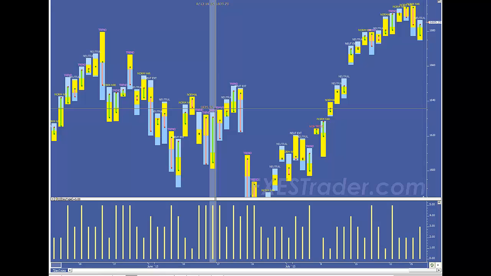If you're confused by any of the terminology on this chart, I would suggest going to the resources tab on our website, click on trading terms.